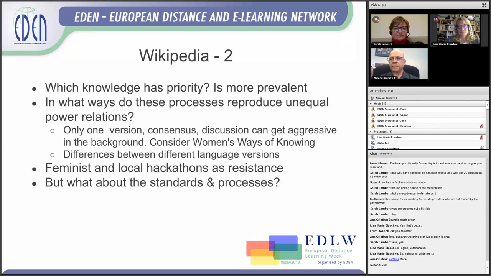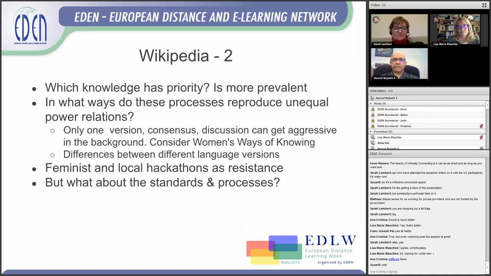And what does that mean for the kind of content that exists more on Wikipedia or is fuller on Wikipedia? And so which knowledge has the priority? What's more prevalent? If you speak more than one language, if you pick up a politically contested type of article, you'll see that the stories are quite different in the two languages. But obviously people who speak one language will only see that language. They won't see the other side of the story because Wikipedia requires this consensus, right?